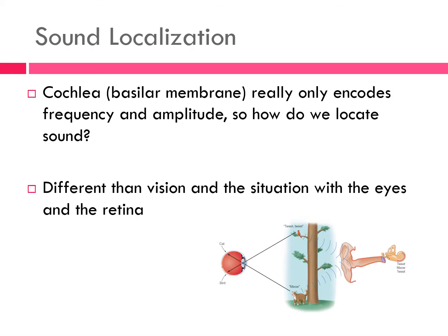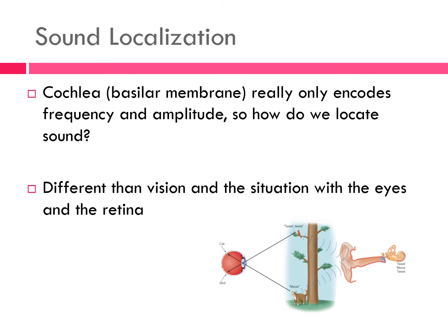So if you remember, the basilar membrane in the cochlea really only encodes frequency and amplitude. And I've already asked the question of, well, how do we figure out timbre? Well, how do we locate sound? This is a really different situation than what we saw with vision, with the eyes and the retina.